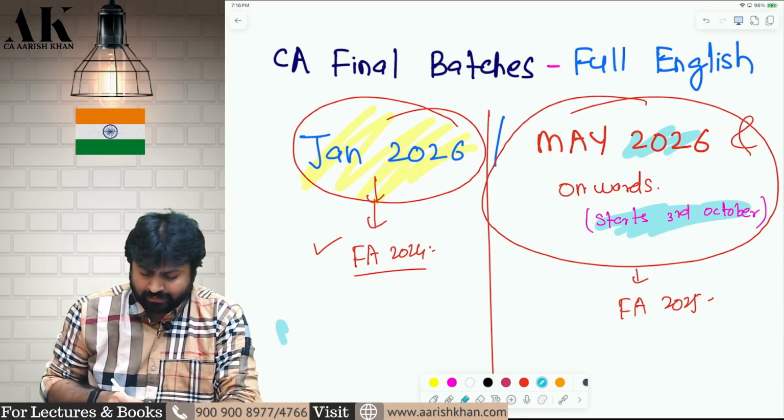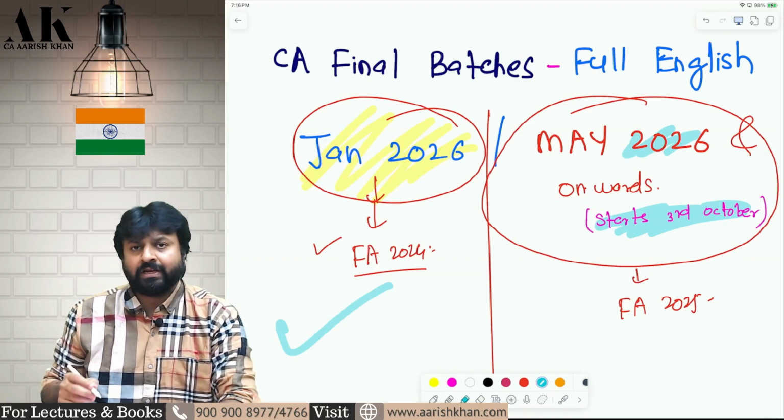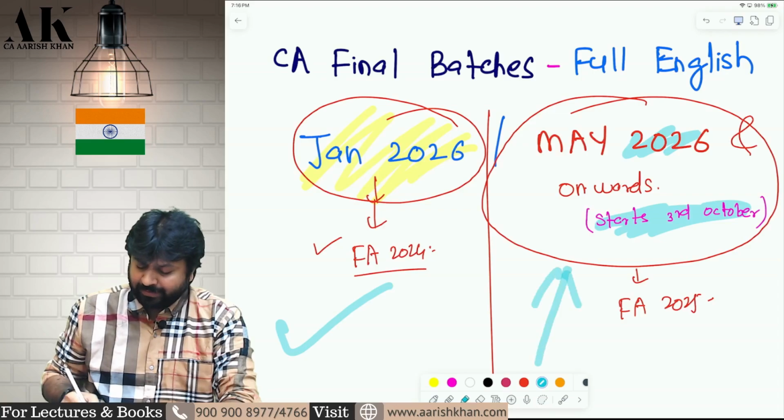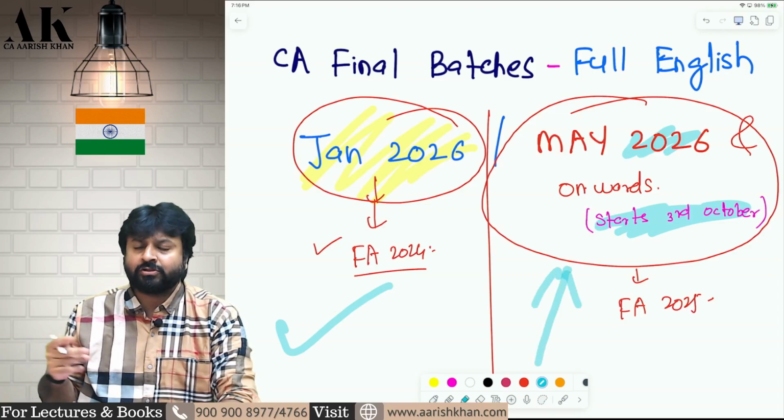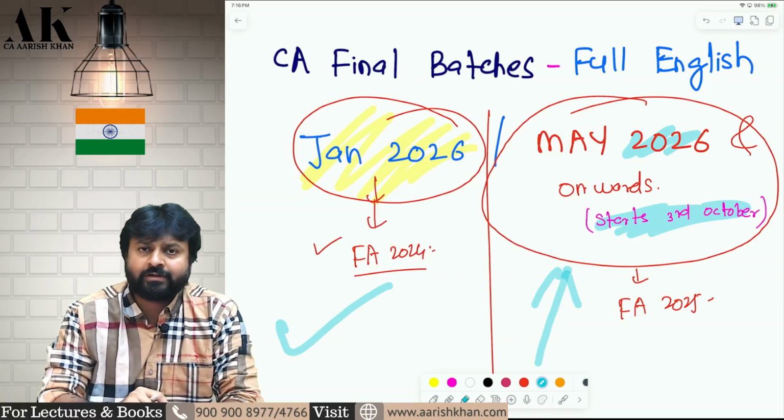So you can order this particular batch if you are giving exams in Jan 26, or if you are giving exams in May 26, then you can pre-order this. This is there on our website also, and the lectures will be available from 4th of October. Books we will dispatch immediately in the next 1 or 2 days as soon as you order it.